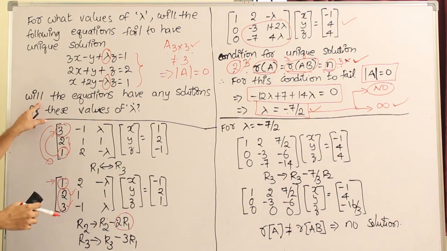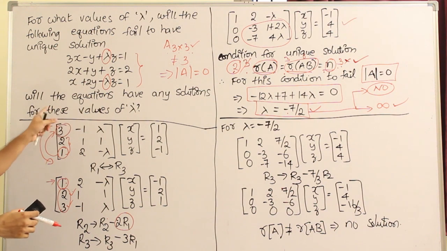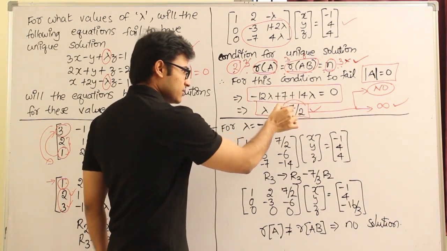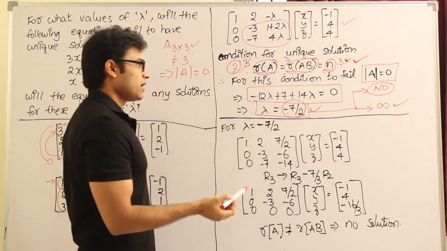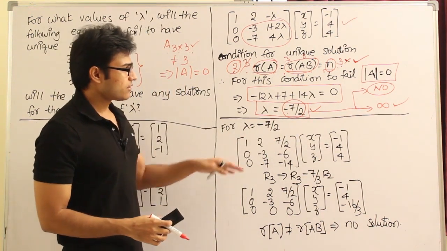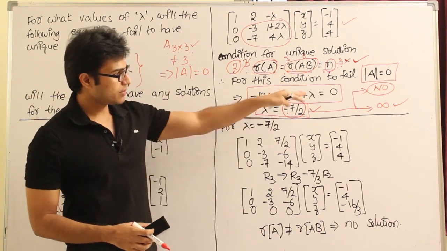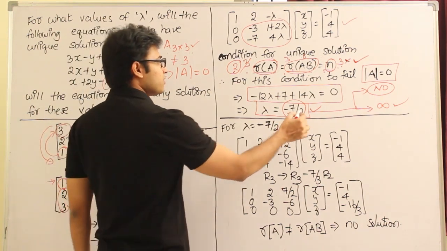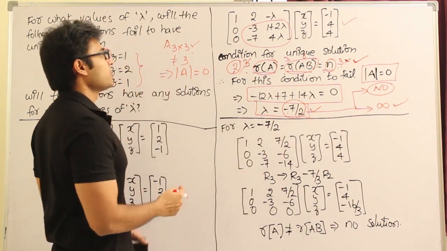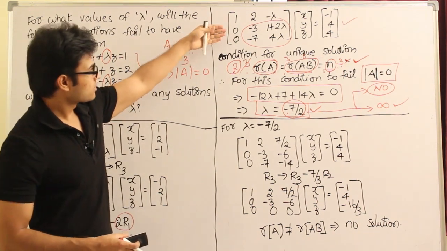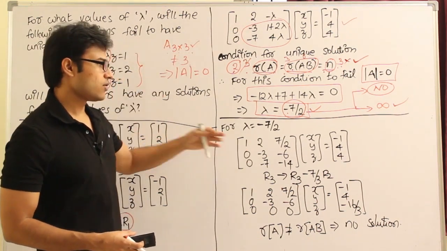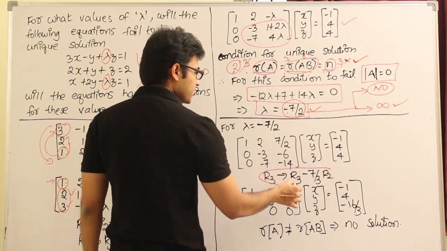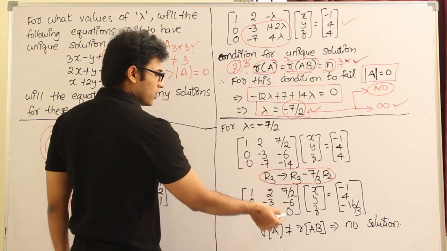Now the second question is, will the equation have any solution for these values of lambda? You are saying that for the value of minus 7 by 2, there is no unique solution. But is it true that there will be no solutions, or will there be infinite number of solutions? That is what we wanted to analyze. Now what we are trying to do is, let us substitute lambda equal to minus 7 by 2 in given equations. If I put lambda equal to minus 7 by 2, I got this. And now by applying some transformations here, I got this one.